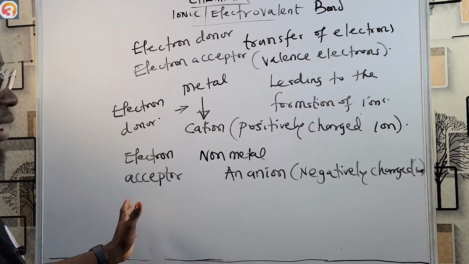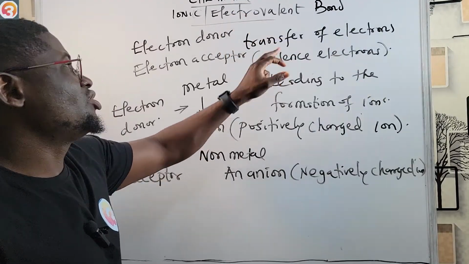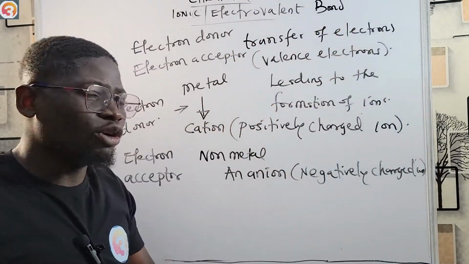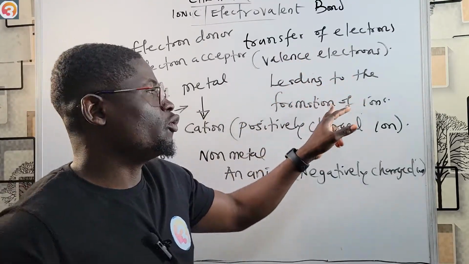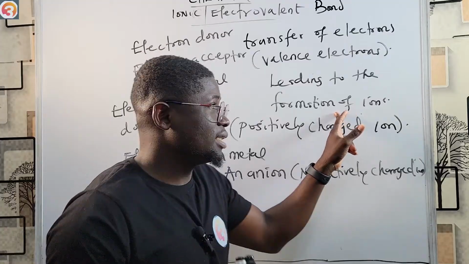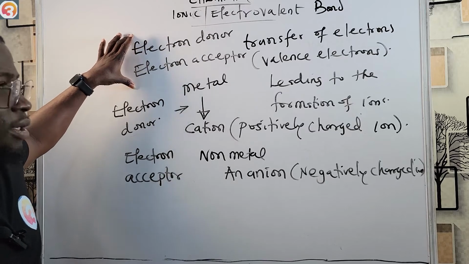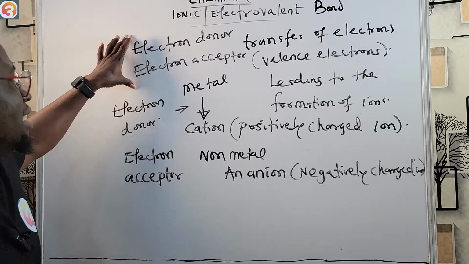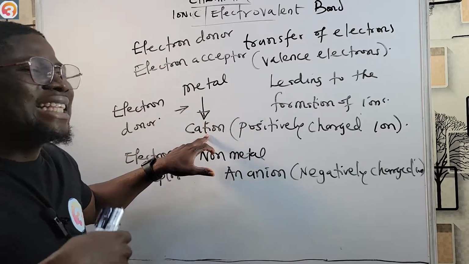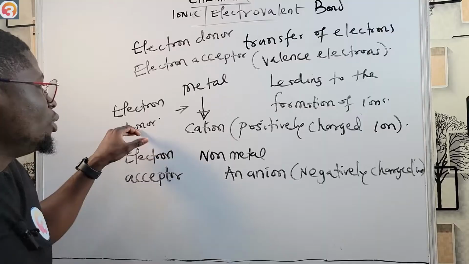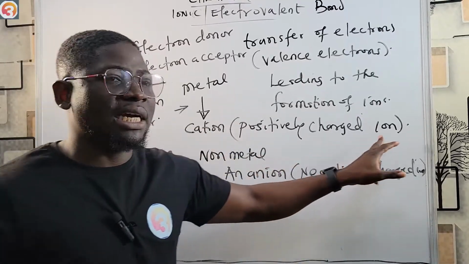All right. So let's get back to what we are saying again, from the beginning. We say, in electrovalent bonding, right, there's transfer of electrons from one atom to the other. That is transfer of valence electrons, leading to the formation of ions. That's the first thing we said. Then we'll move over to the concept of electron donor and electron acceptor in electrovalent bonding. The electron donor is usually a metal, and it becomes a cation afterwards, right? So once it donates the electron, it becomes a cation, a positively charged ion.